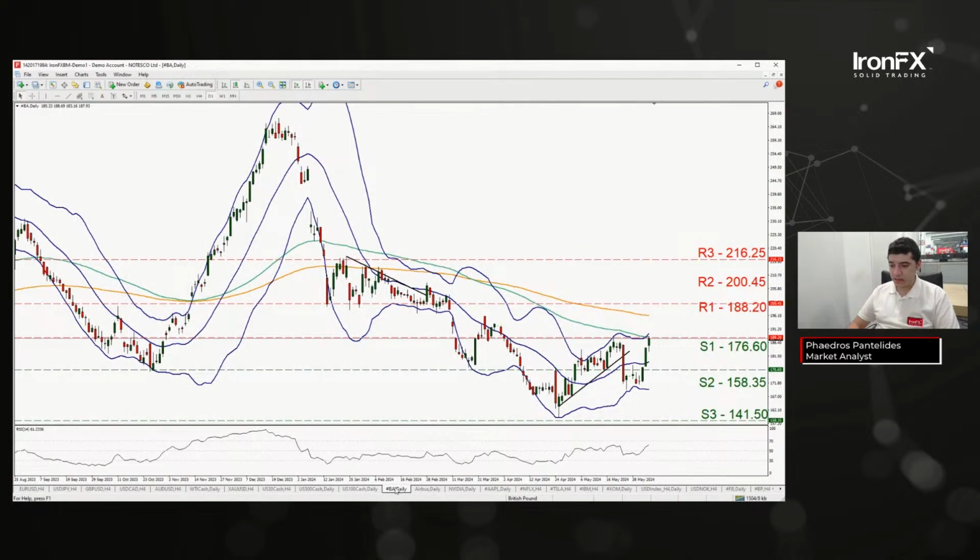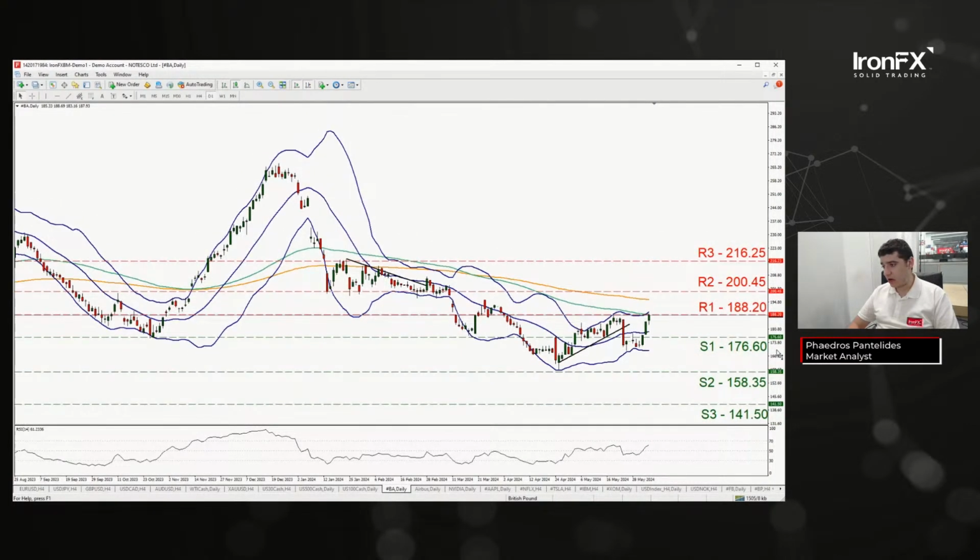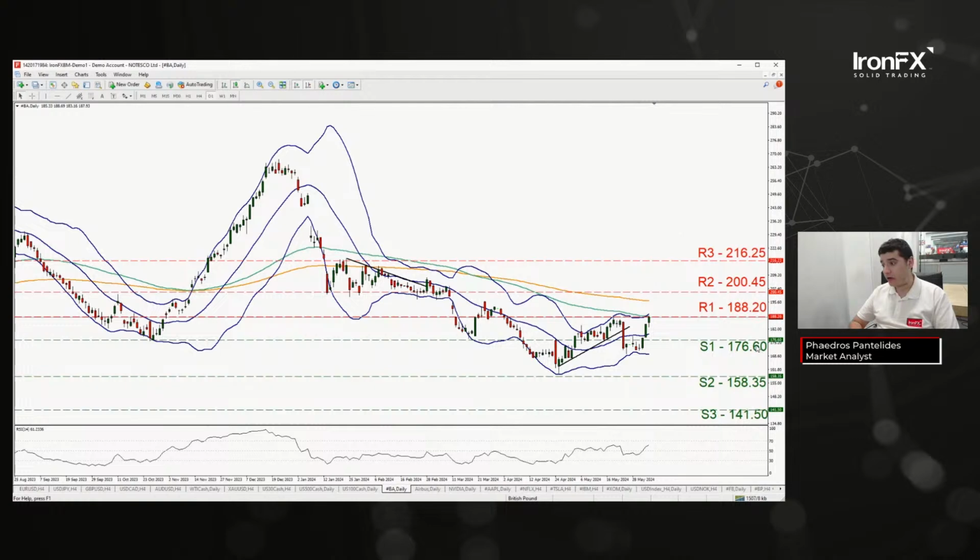Now, as you can see, Boeing is actually testing our resistance level at R1, 182.20. The RSI has moved and accelerated from below 50 to above 50 and closing on 60. I would now switch to a bullish outlook for Boeing as long as it breaks above R1. If it doesn't, I would switch to a sideways bias between S1 and R1.